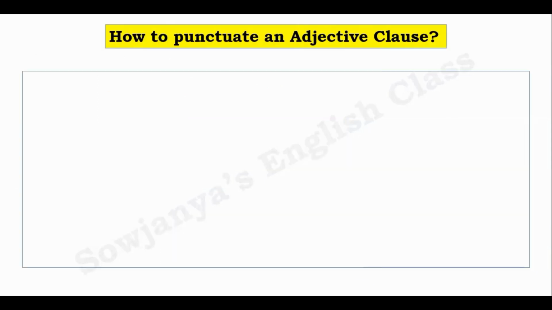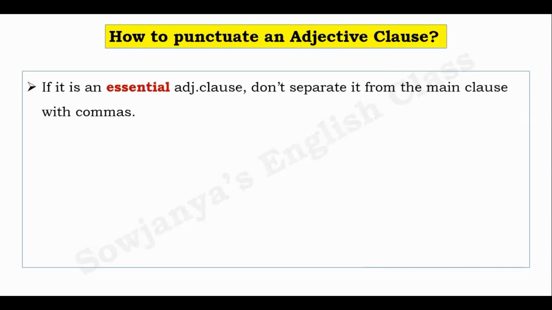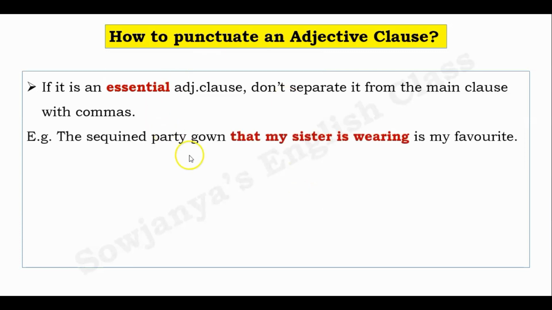Now, how to punctuate an adjective clause? Are there any rules? Yes, there are. If it is an essential adjective clause, don't separate it from the main clause with commas. For example, the sequin party gown that my sister is wearing is my favorite. Here, that my sister is wearing is an essential adjective clause because it is describing this party gown. What is its speciality? The sequin party gown is my favorite.